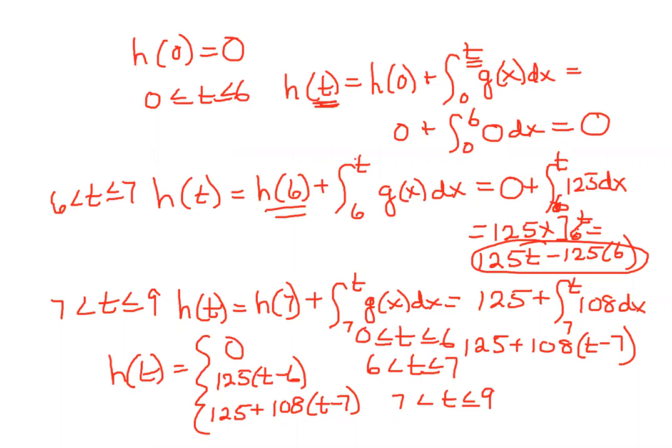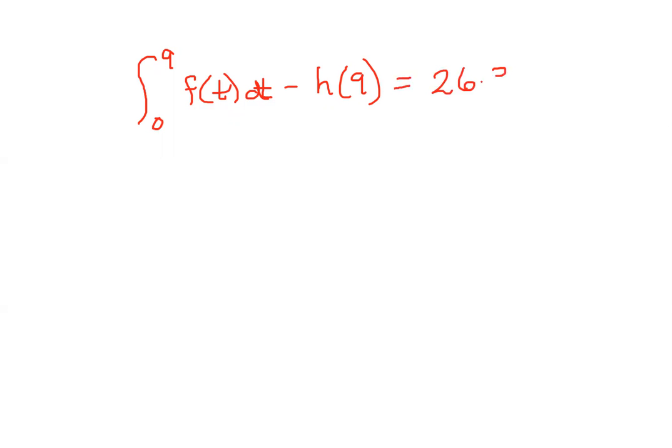And then, how many cubic feet are on the driveway at 9 a.m.? So we have to find how much snow is coming onto the driveway between 0 and 9, and that's f of t. And then we have to take off how much snow has gone off the driveway by 9, which is just H of 9 from the problem that we did up there. You could do this on your calculator and you would get 26.334. And that is your answer.